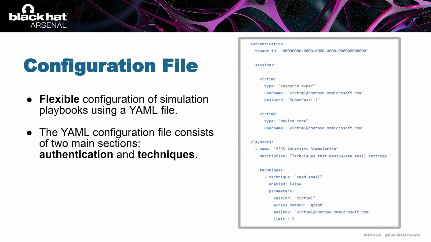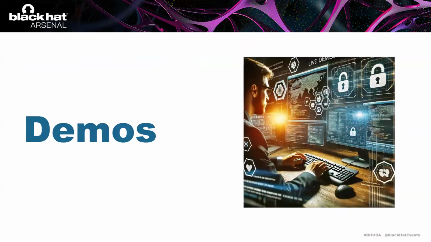And msInvader leverages a configuration file. It's a flexible configuration file where you can configure attack simulation playbooks, and define techniques, steps, and multiple parameters for each technique. At a high level, the structure has two sections: the authentication section, where we describe details about the tenant, and the simulated compromised users or service principals that we're going to use. And finally, the playbook section, where we define all the techniques that we want to execute, so we can run end-to-end attack simulation playbooks.